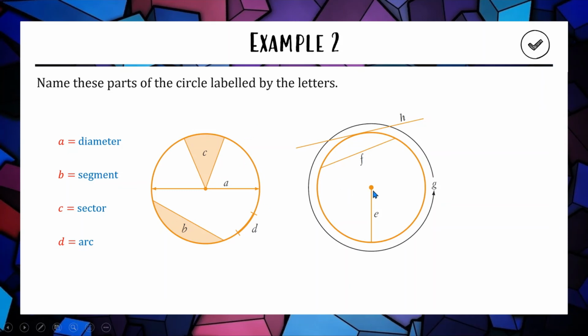Over on the right, we've got E from the center to the edge. That's called the radius of the circle. So E is a radius. F is a line from edge to edge, but not through the center. So F is what we call a chord. We've got G up next. So G is the distance around the outside. That's what we call the circumference of the circle. And H is a line that passes through the circle in one spot. And if you remember, that's what we called a tangent.